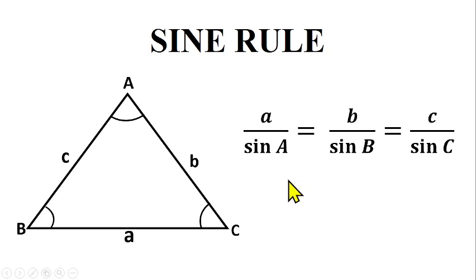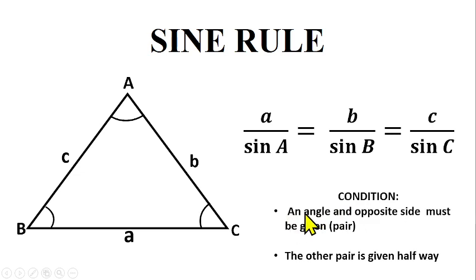There is a condition that a triangle must satisfy before we can use the sine rule. What is the condition? An angle and opposite side must be given, and I call that one a pair. That is to say, to resolve a triangle that is not a right angle triangle using the sine rule, a pair must be given completely. What do I mean by a pair? An angle and the side facing the angle must be given.